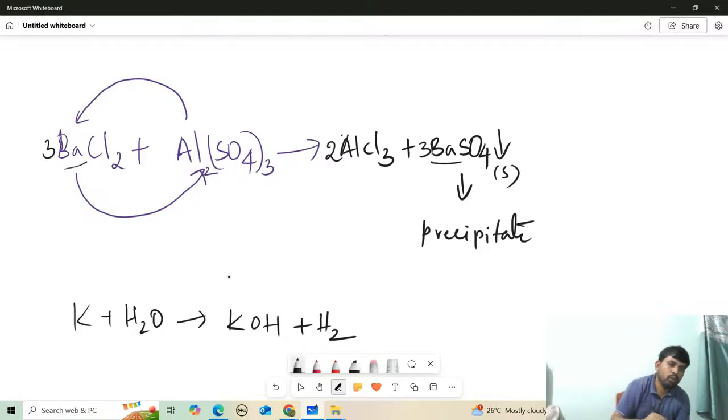Now see here. One potassium, two hydrogens, three hydrogens. So multiply with two, right? So we get two here, and two to the four, it becomes correct. Two potassium, right? This is now balanced. Two oxygens are balanced with one.